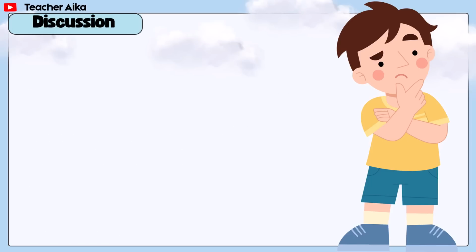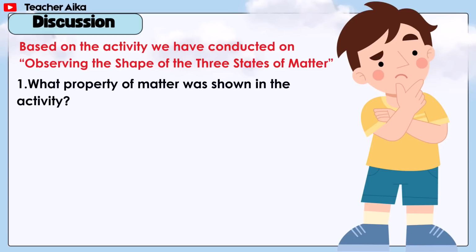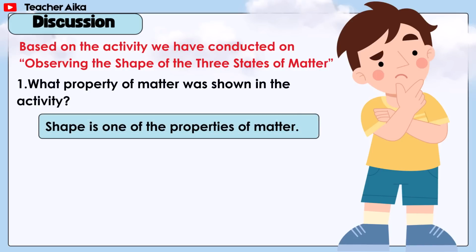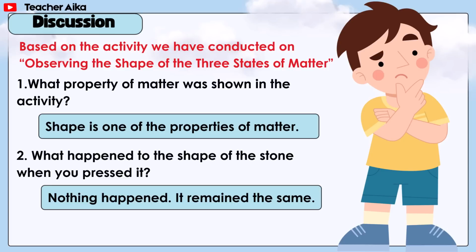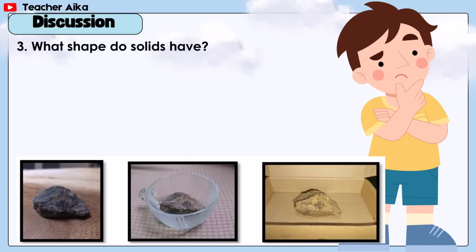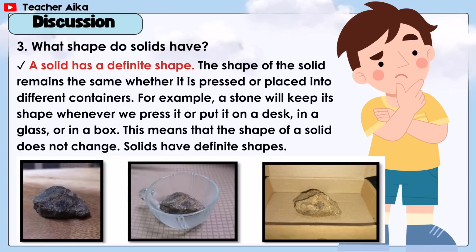Let's have the discussion. Based on the activity we have conducted and observing the shape of the three states of matter. 1. What property of matter was shown in the activity? Answer. Shape is one of the properties of matter. 2. What happened to the shape of the stone when you pressed it? Answer. Nothing happened. It remained the same. 3. What shape do solids have? Answer. A solid has a definite shape.